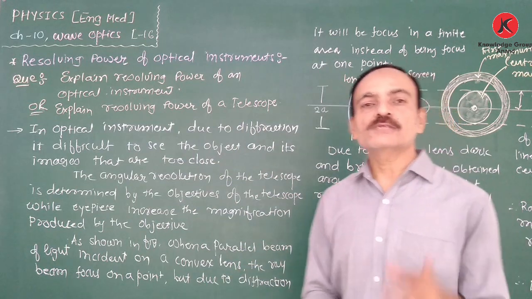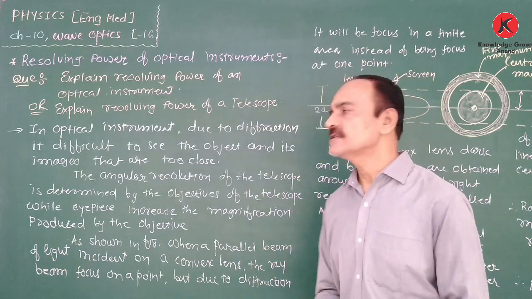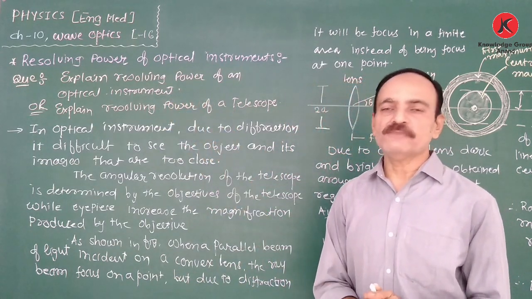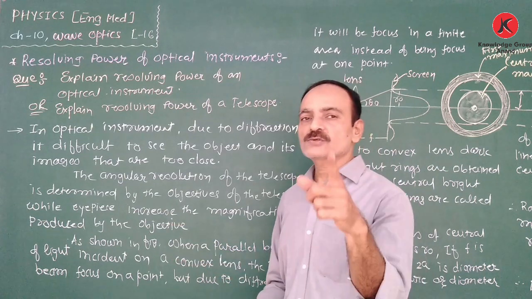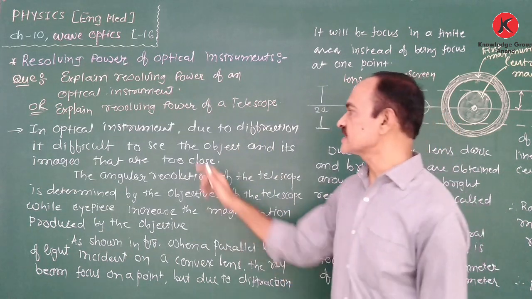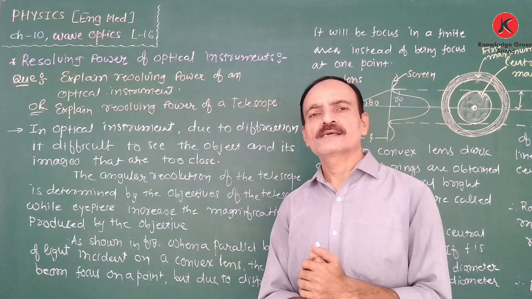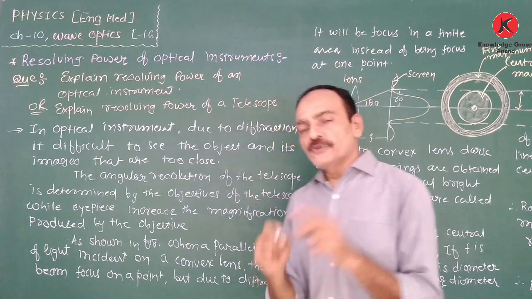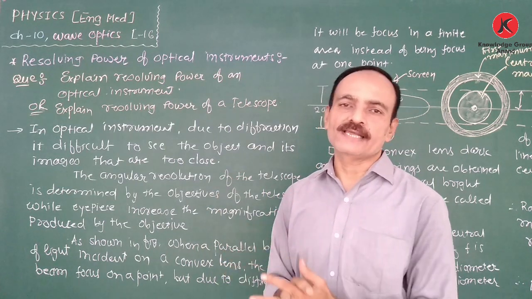Not only for the telescope, we also discuss it for the microscope, because the telescope and microscope are the two optical instruments we generally use. So the question is: explain the resolving power of an optical instrument, or of a telescope. Now listen, first, what is the problem? In an optical instrument, due to diffraction, it is difficult to see objects and images that are very close to each other. It means the two objects are at a far distance and very close together. So due to the phenomenon of diffraction, we can't see these two objects or their images separately.